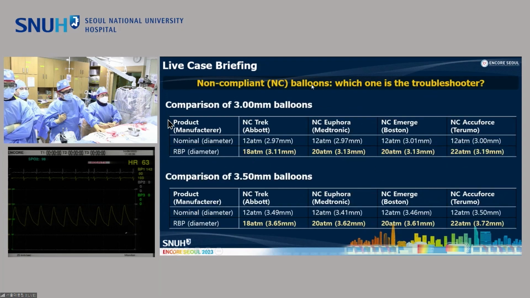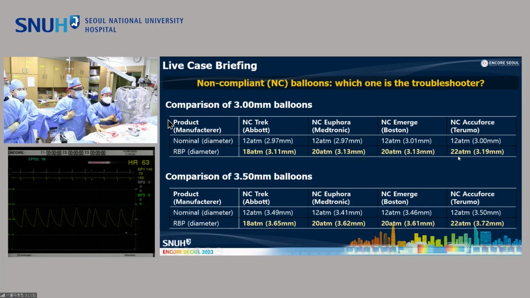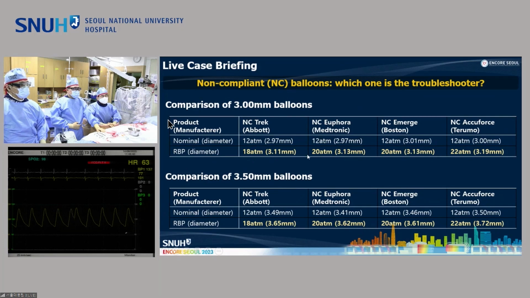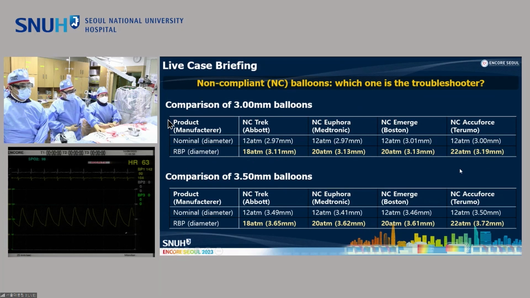The second weapon is the NC balloon. For this case, we try to use a 3.0 balloon. There are NC balloons from several companies: Abbott, Medtronic, Boston, and others. I think the most important virtue of an NC balloon is the RBP provided: 18, 20, 20, 22. Even though there is a subtle trade-off of non-compliance, such that we can expect overinflation by 0.11, 0.13, 0.13, 0.19, it is still less than 0.2 millimeter. Thus, it is not a big deal. I always prefer the NC balloon that provides the highest RBP, in this case 22 atmospheres.